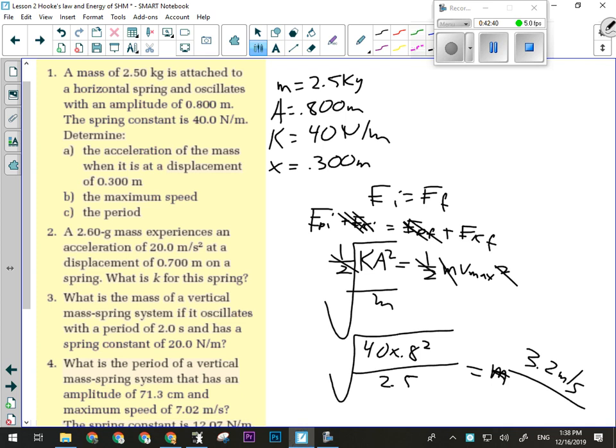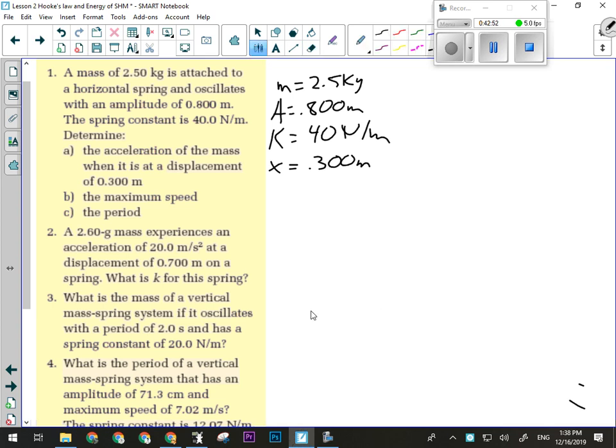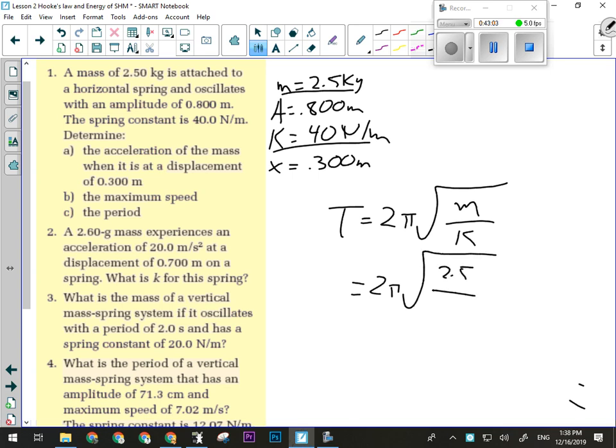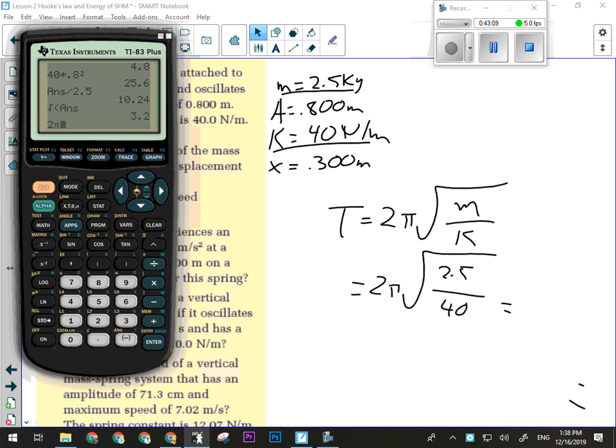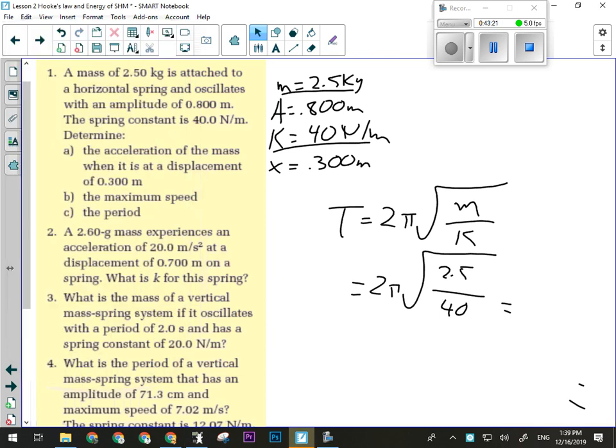The last thing it wants me to find is the period. Now, do I need Hooke's law or the conservation of energy to do that? No, I don't need either one of those to solve for period. All I need is mass and spring constant, and I already have both of those. They're here and here. So T equals 2 pi times the square root of m over k. So 2 pi times the square root of 2.5 divided by 40. And so we're looking at 1.6 seconds, or 1.57 seconds, as our period.